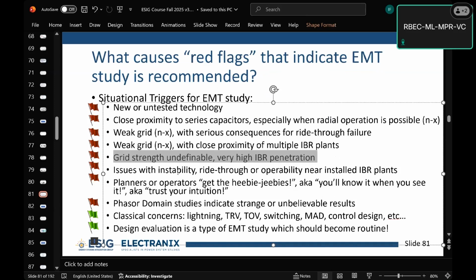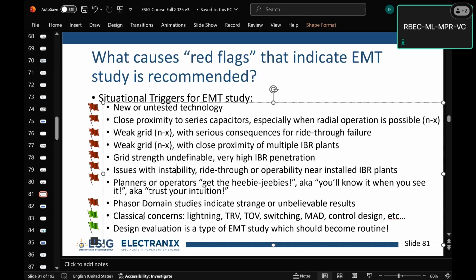If you already have issues with instability, ride-through, or operability near an IBR plant, so if you've had an event or the system is oscillating or you're having an interaction or a problem, that's an automatic EMT study. You can't really troubleshoot these problems unless they're very slow. You can't troubleshoot them without EMT.